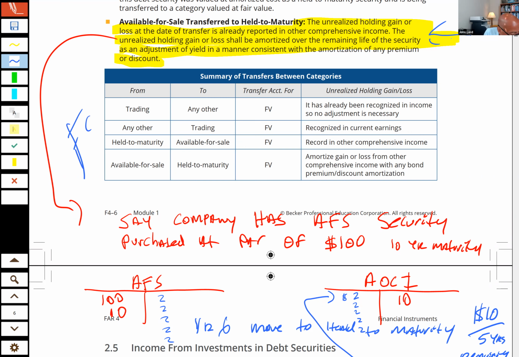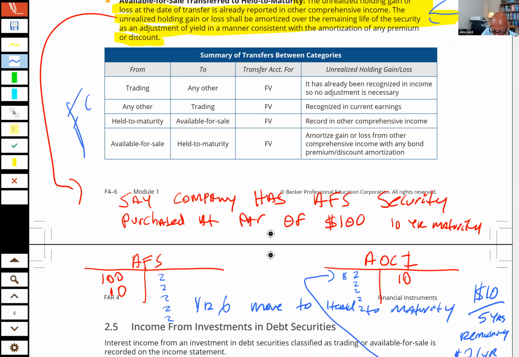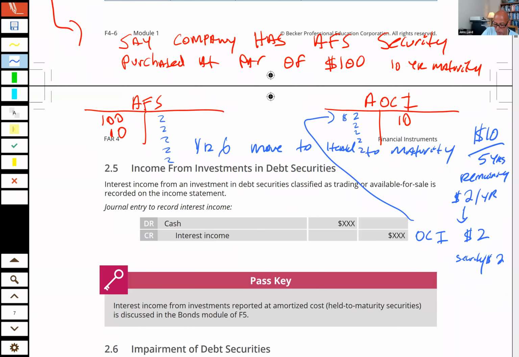Okay, good. Now, as you're going along and you have investment income, the interest income from the investment in debt securities is reported on the income statement.